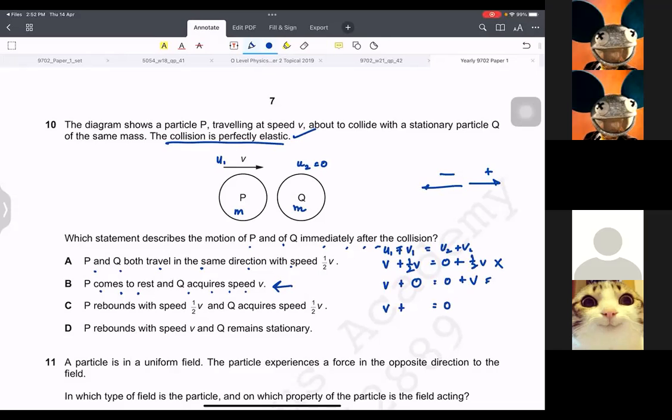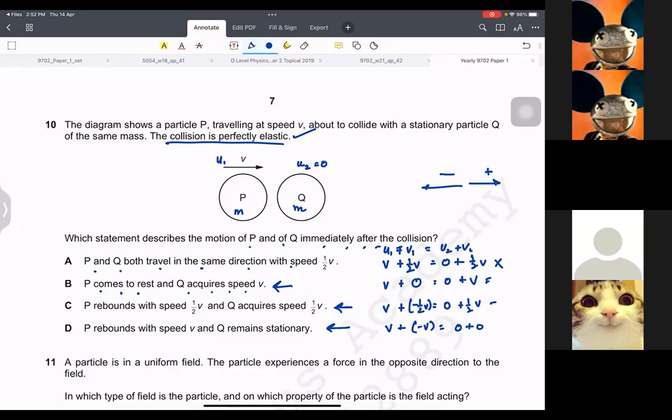Now, P rebounds with half speed. Rebound means minus half V. And Q acquires speed half V. You see? Now, V minus half V is half V plus half V. This could also be the correct answer. Never ever stop at one answer. Check all of them. Then the last one says P rebounds with speed V, like minus V, and then Q remains stationary. 0, 0, this could also be correct. Okay, fine.